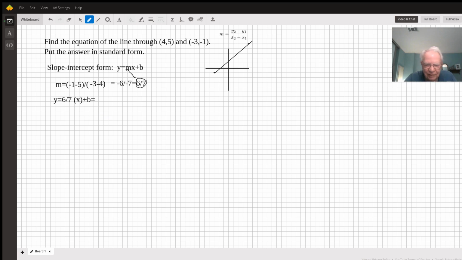So let's put the y in. That'll give me y is 5 equals 6/7 times x, which is 4, plus b.